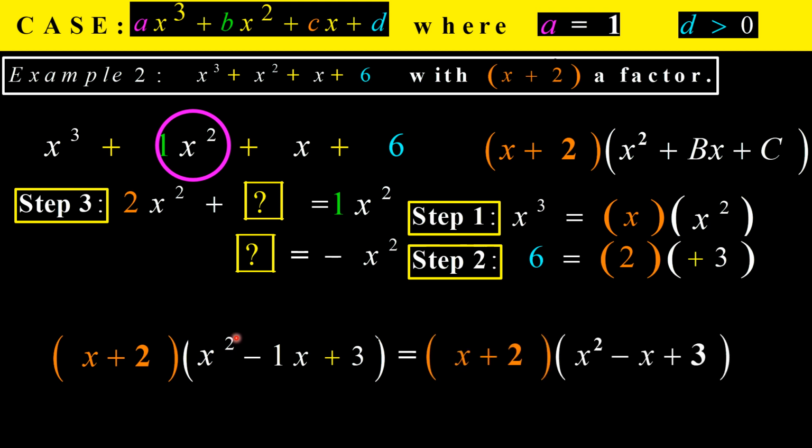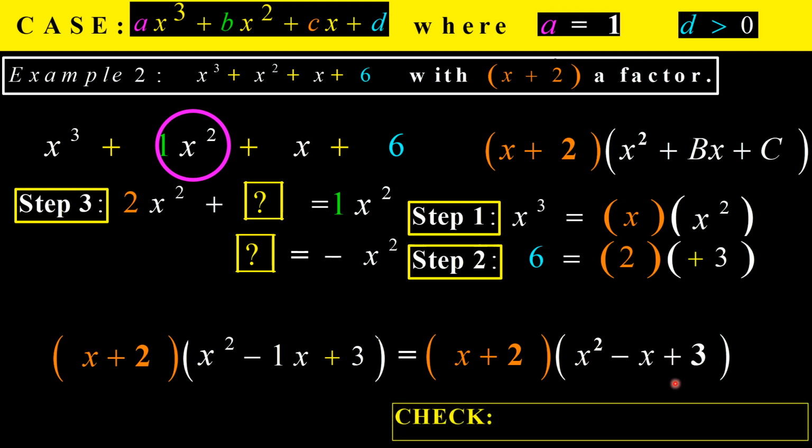There's my factorized cubic expression, my linear with my quadratic. Let's check that again. How do we do that? 1 plus 1 plus 1 plus 6, and that gives me 9. Then I use here 1 plus 2 times 1 minus 1 plus 3, and that gives me 1 plus 2 is 3. 3 times 3 is going to be 9.